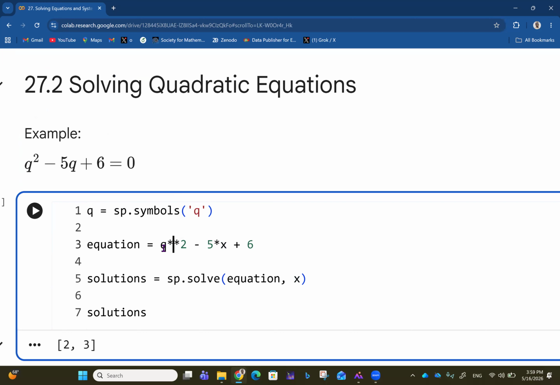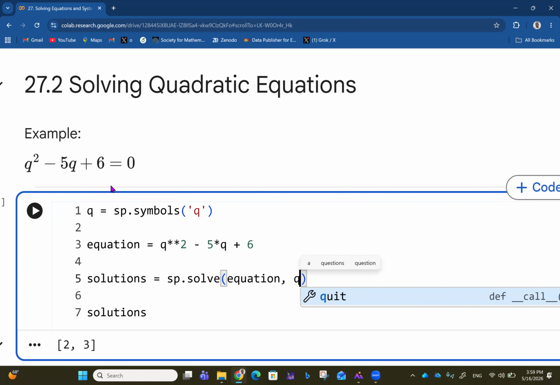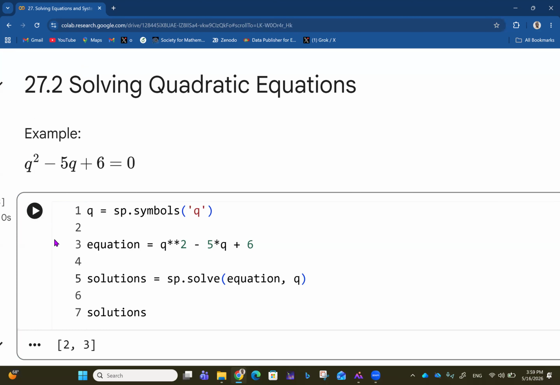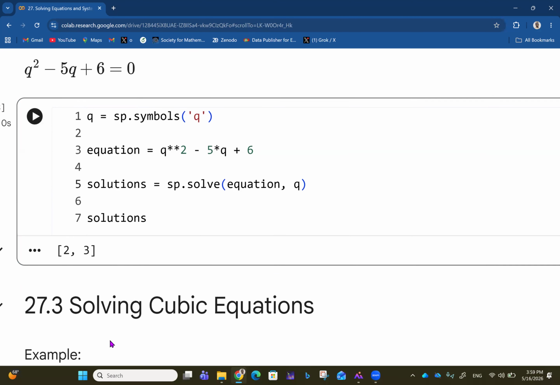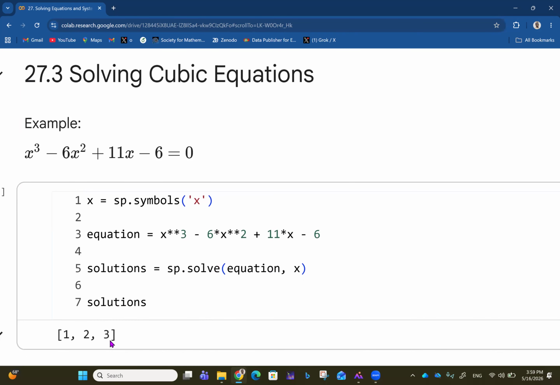So you have q**2 + 5*q, and then you solve the equation with respect to q. Of course, when you factorize this, you get (q - 2)(q - 3). If you equate to 0, you get q is 2 and q is 3, and that's exactly what we have right here. Then, solving cubic equations too.